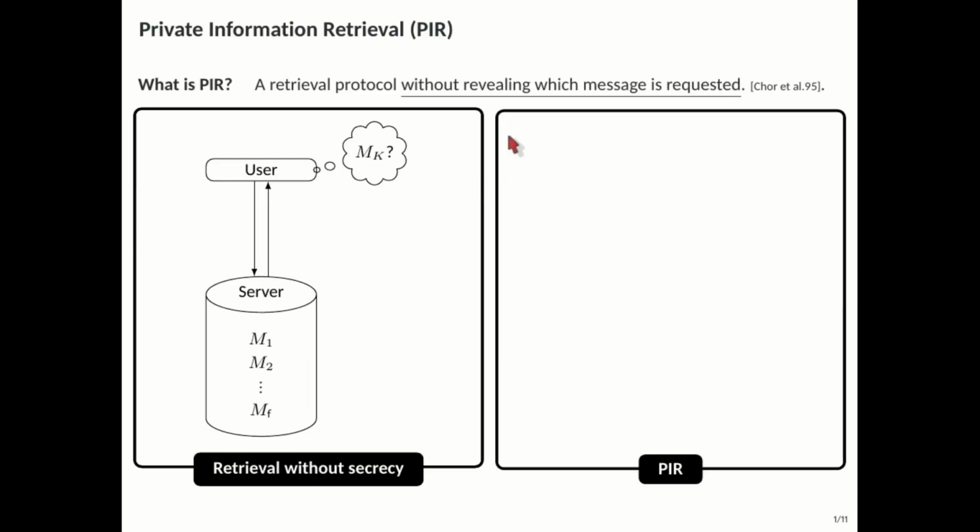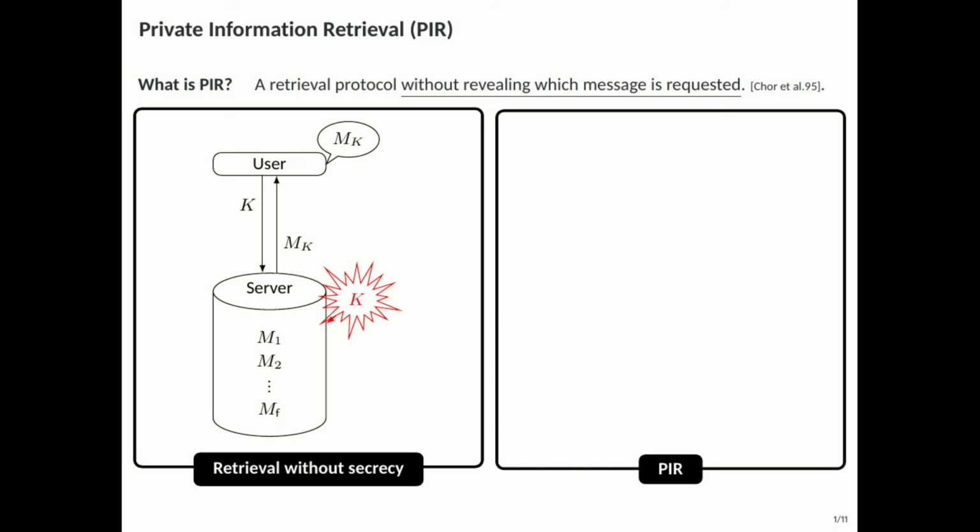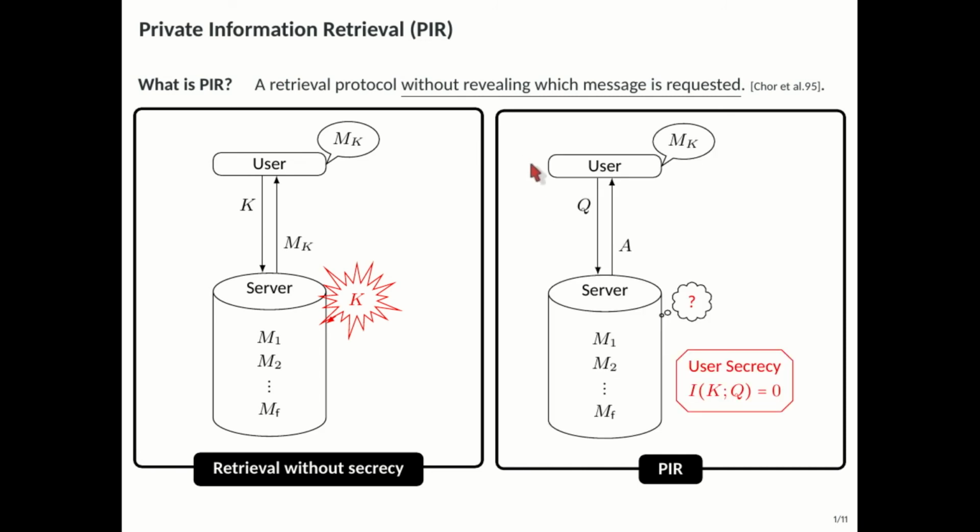Private information retrieval is a retrieval protocol without revealing which message is requested. I'll call it PIR in short. PIR can be understood easily by comparing with the usual retrieval scenario. Let's say that a server contains F files M1 to MF, and a user wants to retrieve the Kth file MK. For this, the user sends K, the server returns MK, and then the user knows MK. However, in this case, the server also knows what is requested, so K is leaked. On the other hand, in PIR, we require this K is secret to the server.